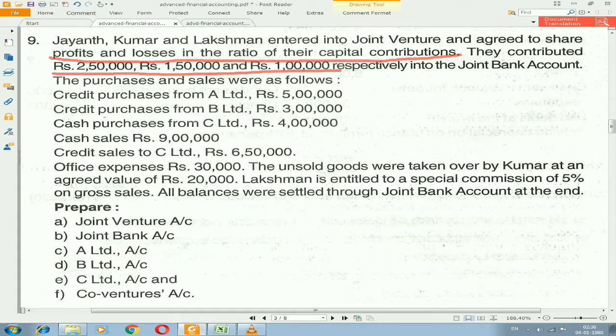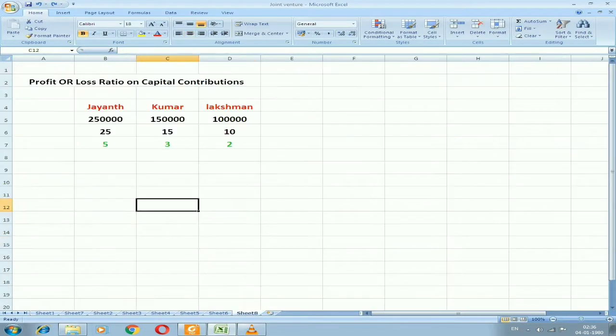So 2,50,000 is to 1,50,000 is to 1 lakh. So you can see here Jayant, Kumar and Lakshman. I have simplified it and got a ratio of 5:3:2. By eliminating all the zeros, you can take 25:15:10, and by simplifying more, I have taken 5:3:2. So let us distribute that profit in the ratio of 5:3:2.